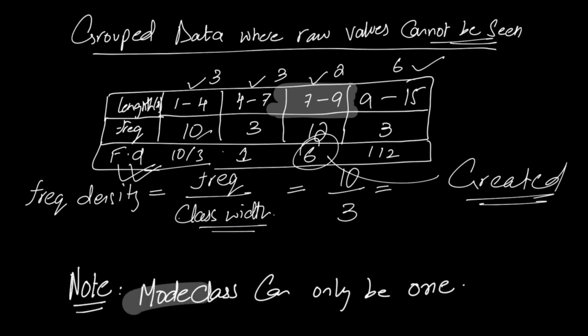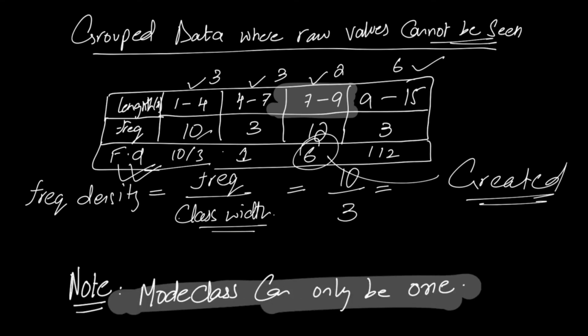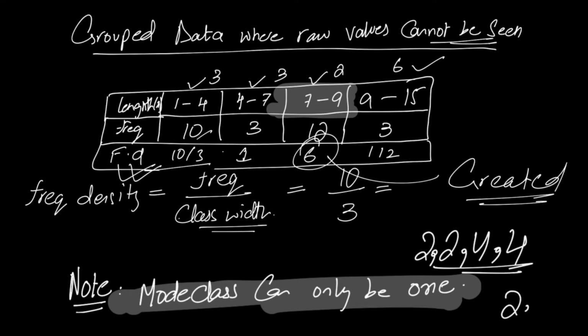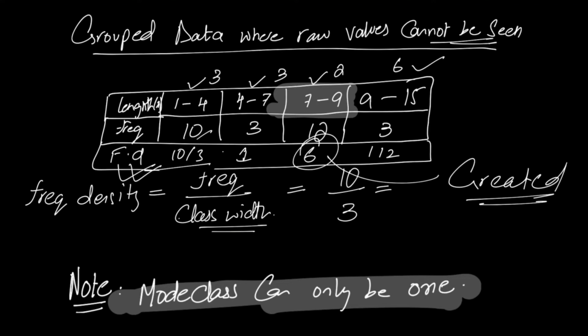Modal class can only be one. Previously, in raw data, if two of the digits were repeating, the mode was 2 and 4. But in this case, there can only be one modal class. If two are the same, that means that specific data has no modal class.